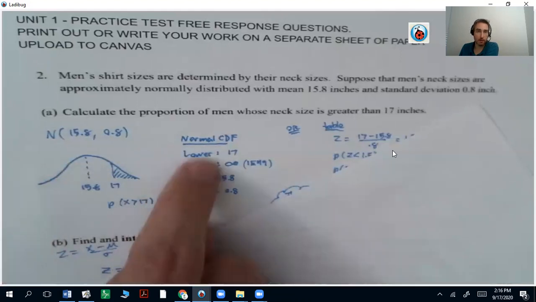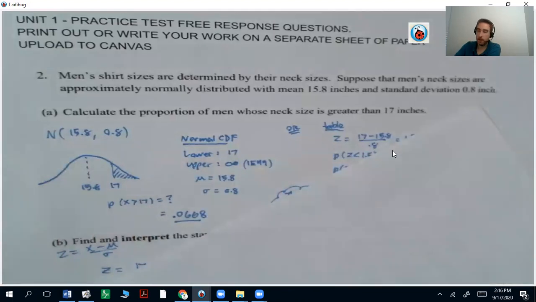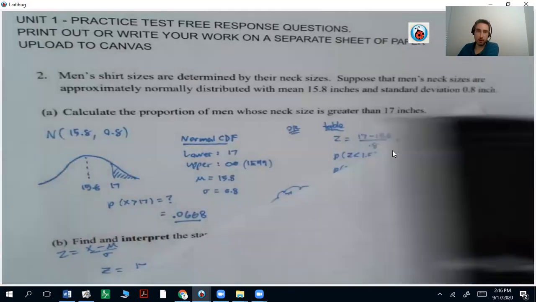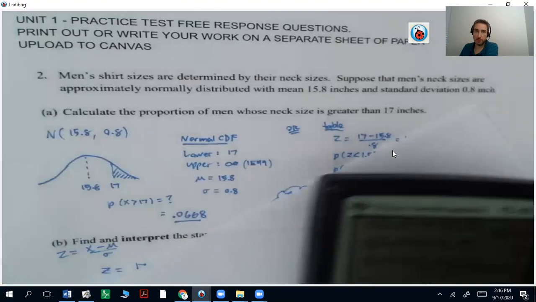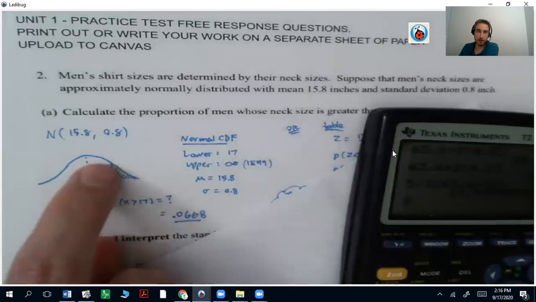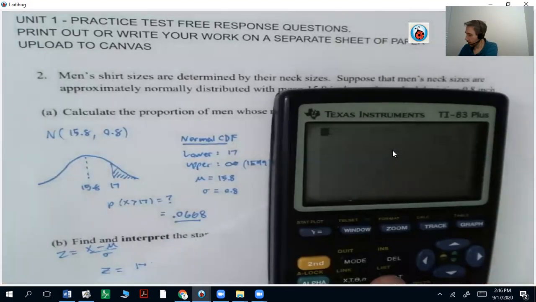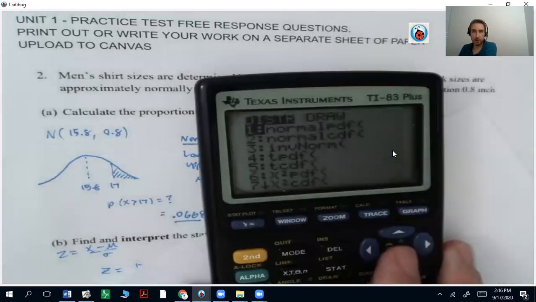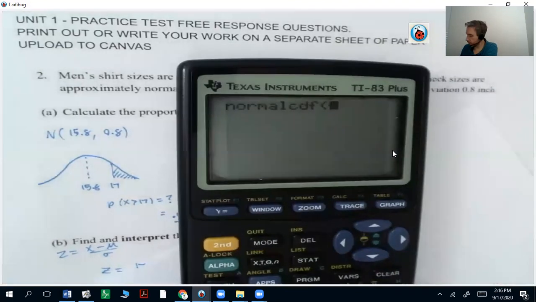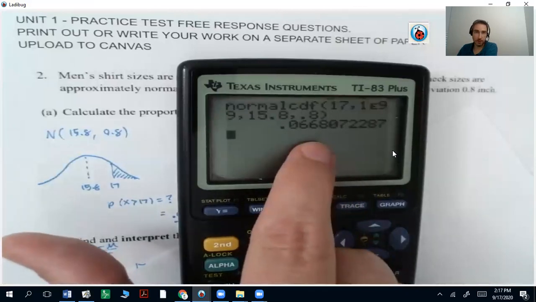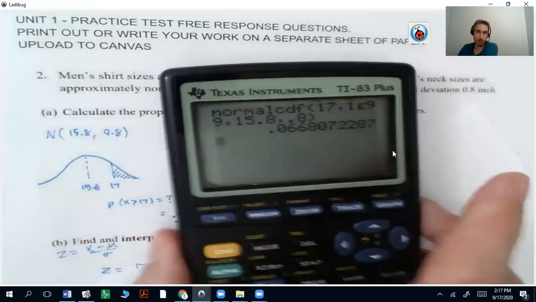Always have your work. So in this case, normal CDF, it would be the lower bound. Upper bound is infinity because it's going to the right of 17. And you can get that by doing second vars, normal CDF, lower being 17, upper being 1E99. That's infinity. Mean of 15.8 and standard deviation of 0.8. So the percent above 17 would be about 6.68%.